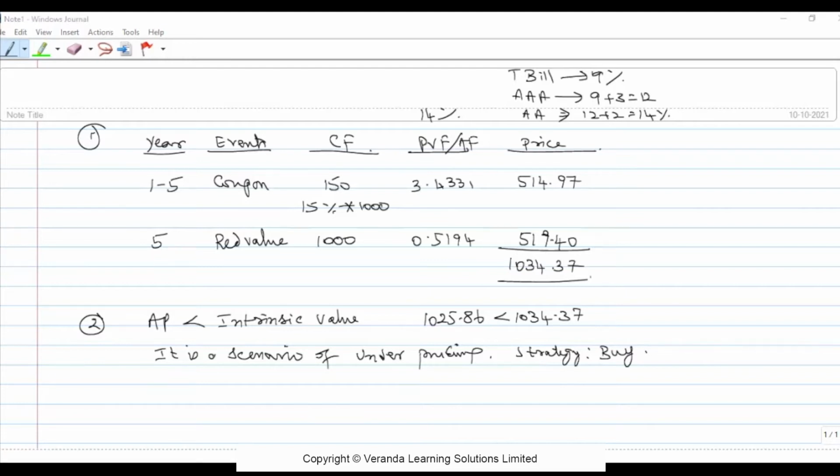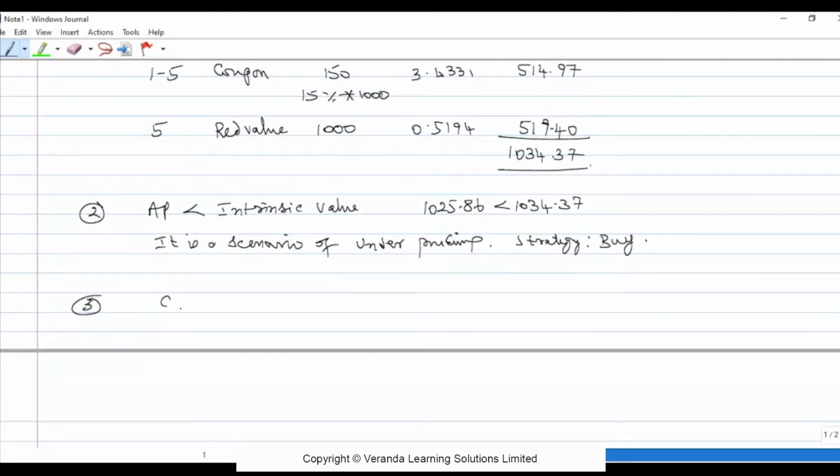What is the current yield? Do we have any formula for that? Answer to that question is yes. Current yield formula is coupon divided by actual price. Coupon is 150. Actual price is 1025.86. Let's take the calculator and work out 150 divided by 1025.86 in percentage. That comes to 14.62%. That is the third question. Current yield, the formula is coupon divided by price. Fourth one, yield to maturity.